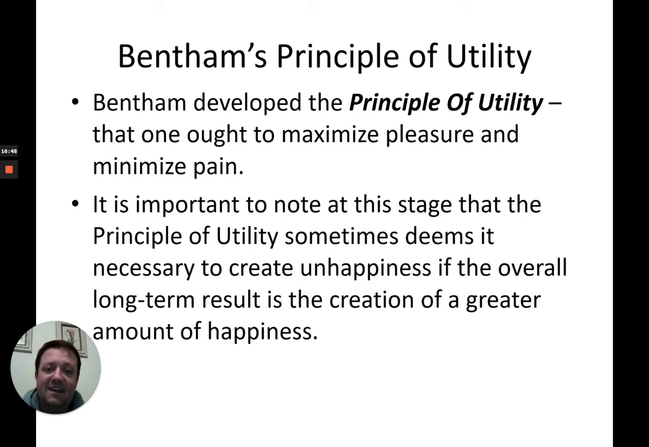And he did admit that sometimes it's necessary to create short-term unhappiness if the overall long-term happiness will be greater. So that's what I meant earlier when I talked about the ends justifying the means.